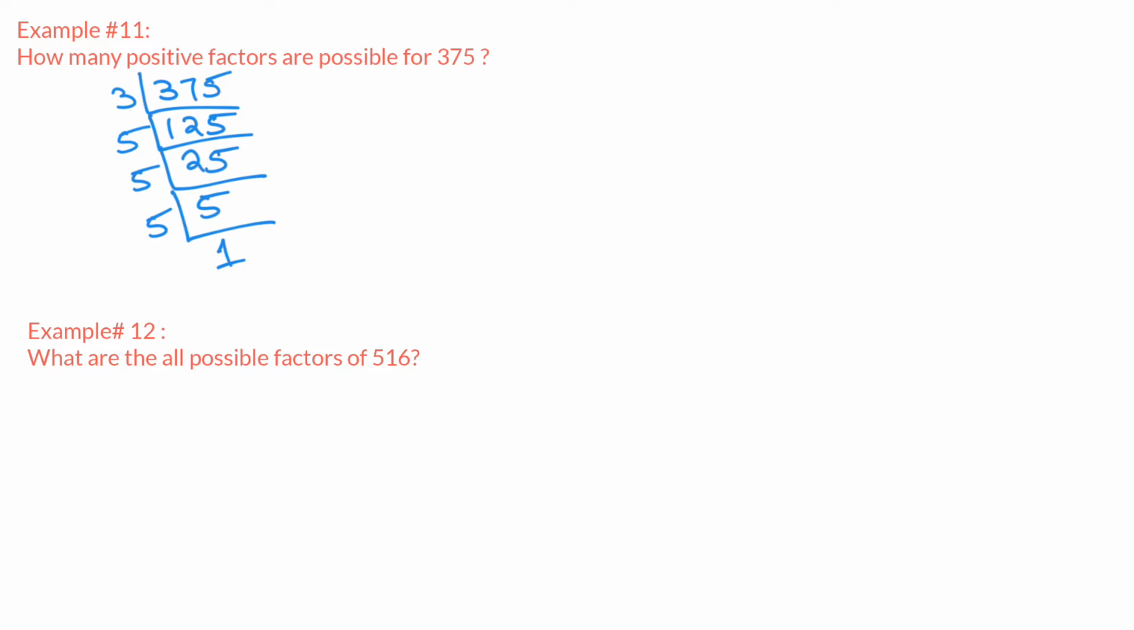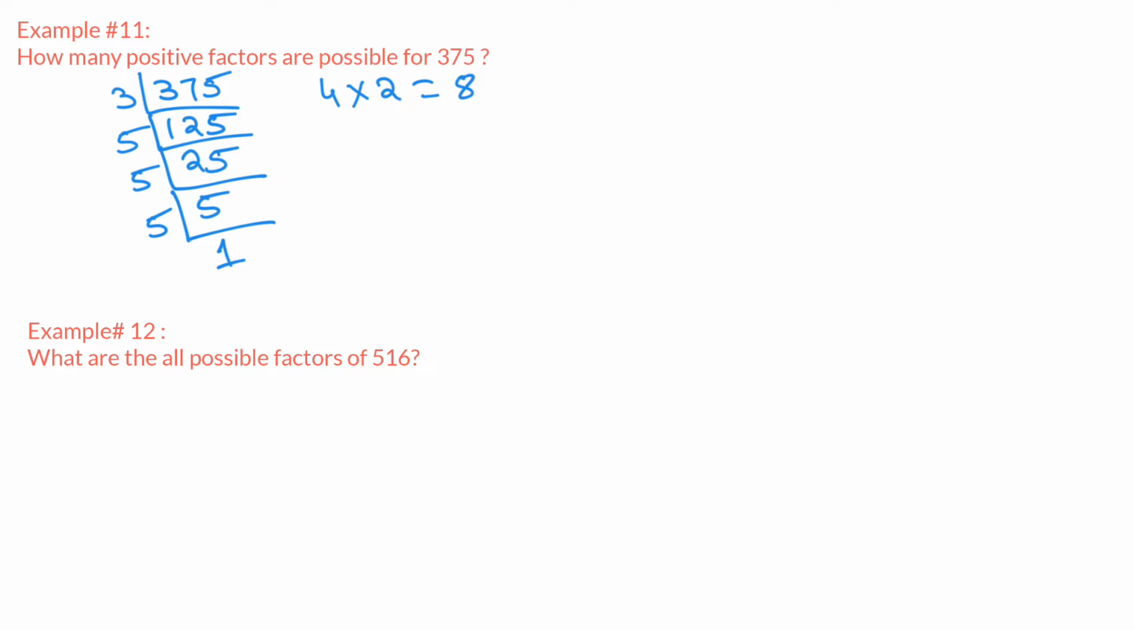Here, we have to obtain the number of possible factors, right? In order to answer that question, you just check these values, 375, 125, 25, and 5. Don't consider this last 5. Beginning from 375, you just make a count. We have 4 numbers, right? So that 4 multiplied by 2 is the desired answer. So here we have 8 possible factors.